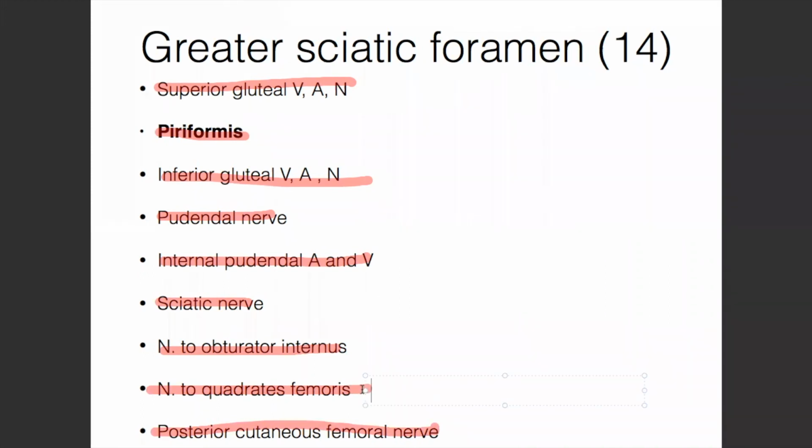Quadratus femoris. So again: superior gluteal vein, artery, nerve, piriformis, inferior gluteal vein, artery, nerve, pudendal nerve, internal pudendal artery and vein, sciatic nerve, nerve to obturator internus, nerve to quadratus femoris, posterior cutaneous femoral nerve. They are all contents of the greater sciatic foramen.